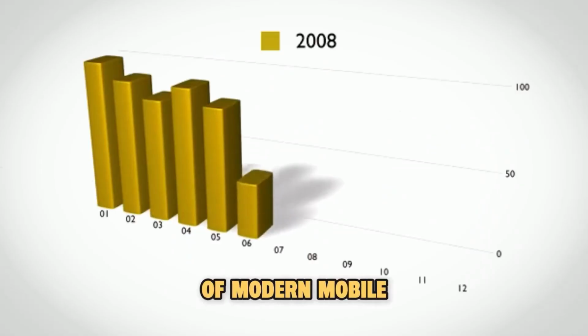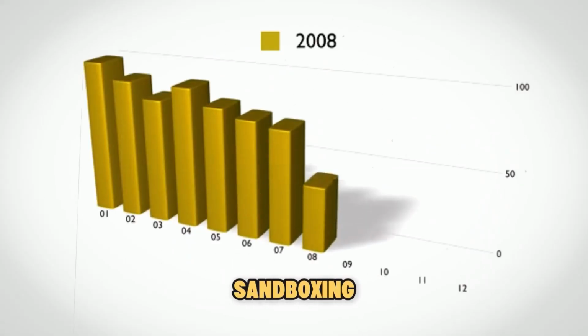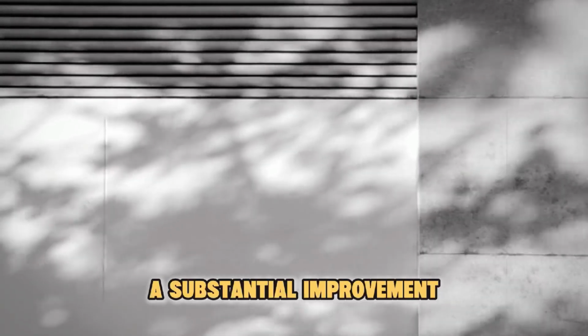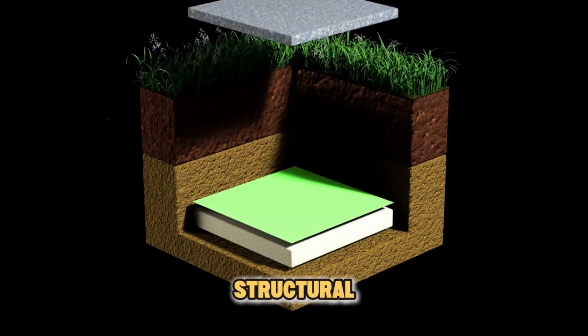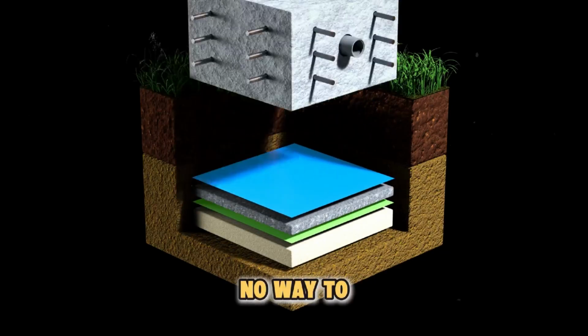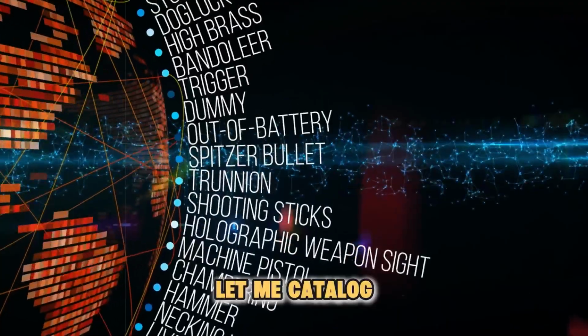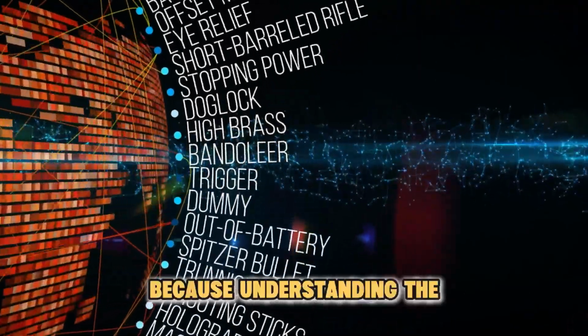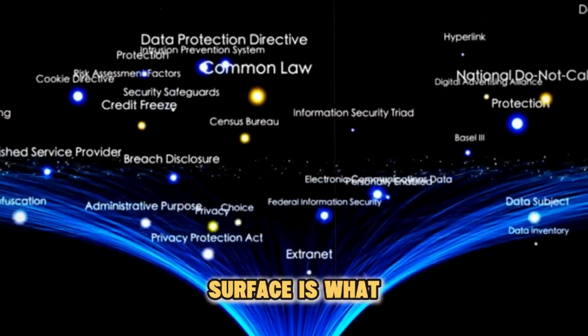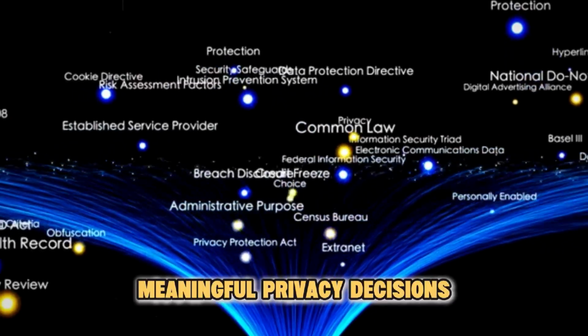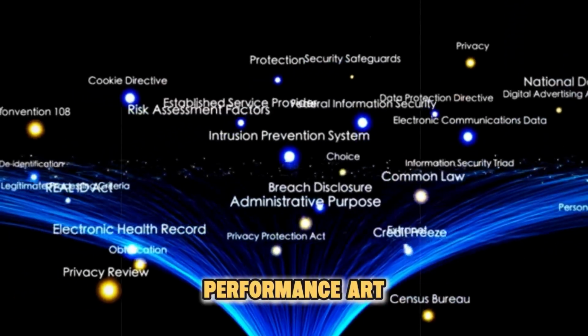This is the reality of modern mobile application sandboxing, which is still a substantial improvement over the free-for-all of early mobile operating systems, but which has structural holes that the average user has no way to see. Let me catalog them, because understanding the actual attack surface is what separates meaningful privacy decisions from performance art.